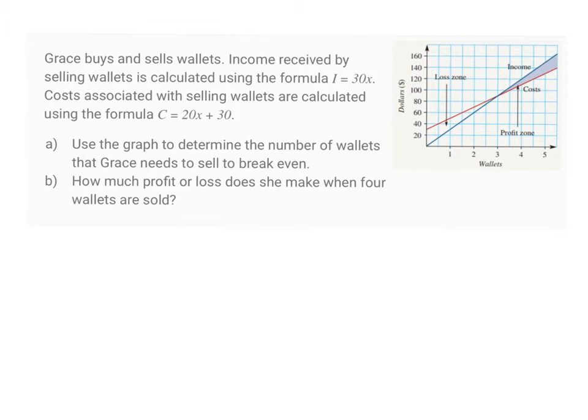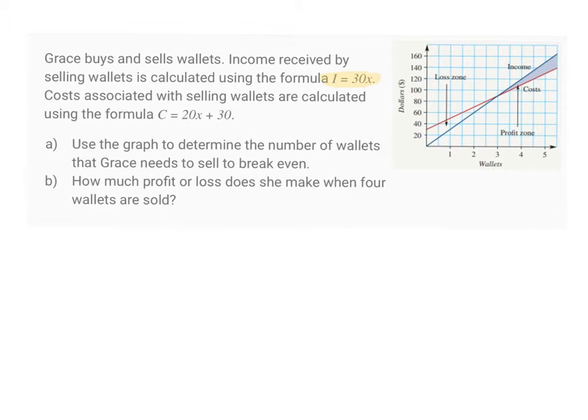So we get started here. We have Grace buying and selling wallets. The income received by selling the wallets is calculated by the formula I equals 30x. So that's our first important piece of information right there, that she is selling wallets, and that is her formula.